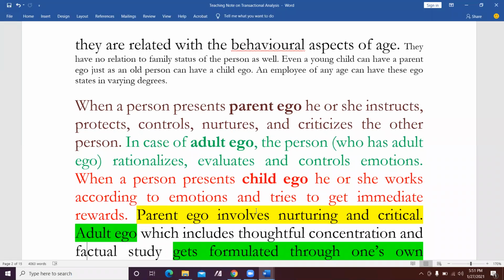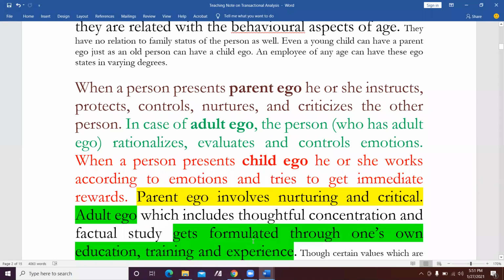Right. Then parent ego involves nurturing and criticizing. Adult ego, which includes thoughtful concentration and factual study, gets formulated through one's own education, training, and experience. So when you use adult ego, you have to rationalize. You have to evaluate. You have to control various things, by using your education, by using your training, by using your experience. Usually, education, experience, and training are three major modes through which you get competencies, you get abilities. In other words, you get knowledge and skills, even attitude. Yes, attitude.